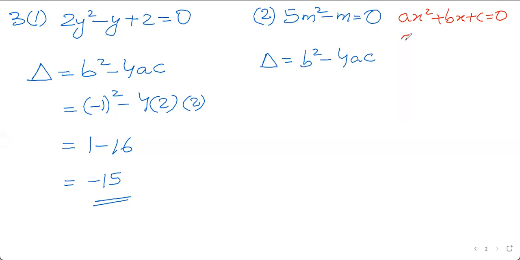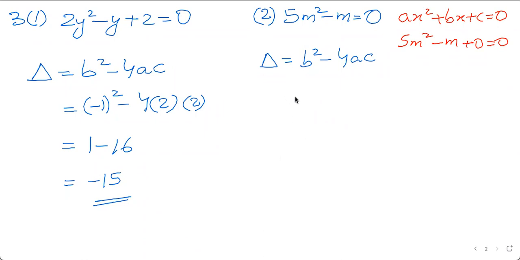So 5m square can remain as it is. It's like the ax square. Minus m can remain as it is. Anushka, now your b value is correct, because minus m is equivalent to the bx. Now the trick is, not the trick, it's common sense. Where is c? C is not there. Plus 0 equals to 0. Now we know our A, B, and C. A is 5, B is -1, and C is 0.